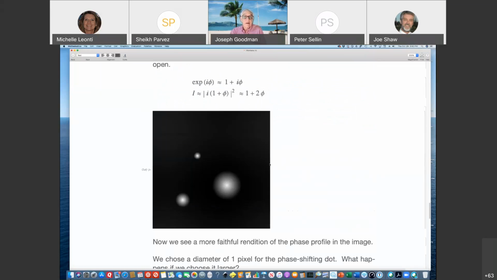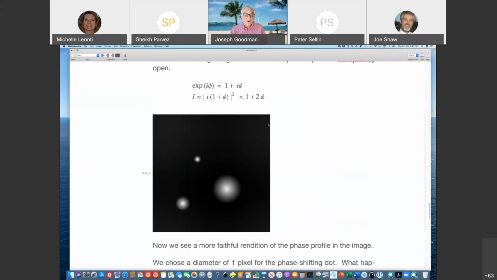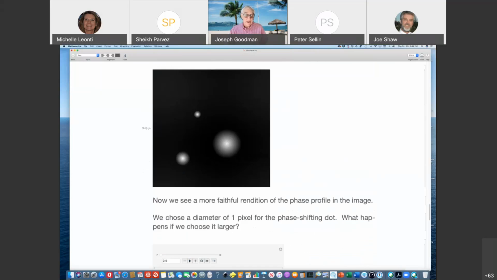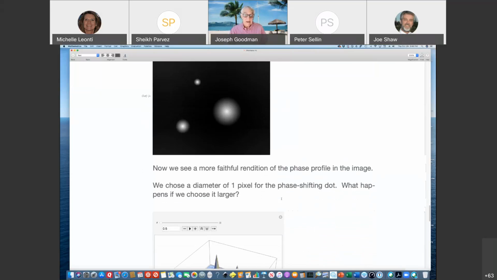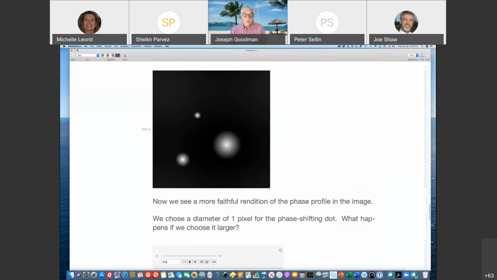Now in this picture, the background, because it's a density plot, the background has kind of been suppressed to dark, and we see the 2 phi here in the image. And this, if you recall the original phase object, is a very good rendition of the original phase object. So the Zernike phase contrast has given us the opportunity to see this phase profile and with much more fidelity.